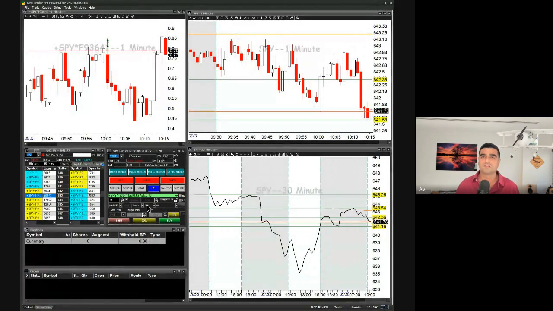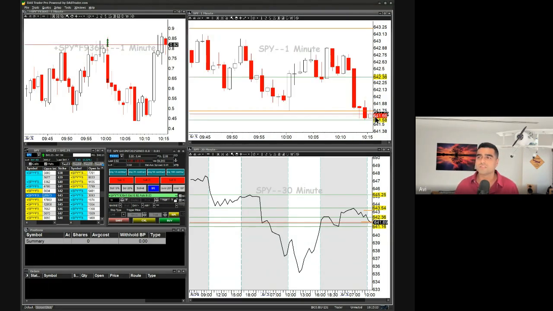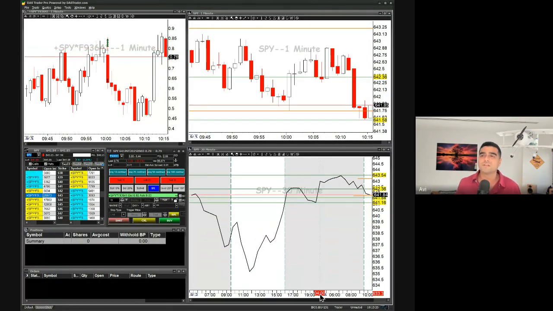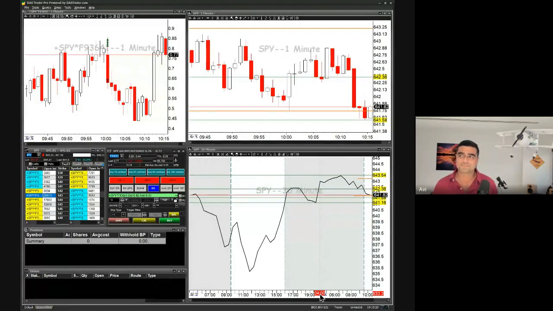There it is. All right, now we're getting something. You can see now it's beginning to respect my orange line. If I have a short, it's very difficult to short here. It's not behaving the way I like it. Still gotta wait.